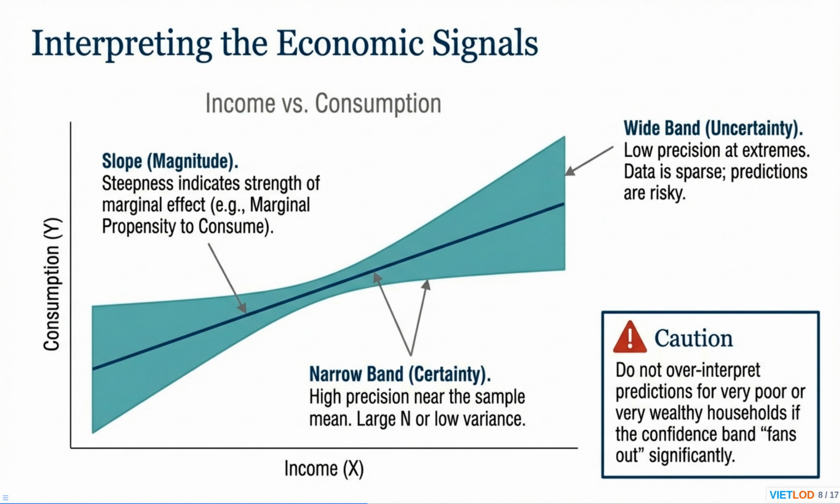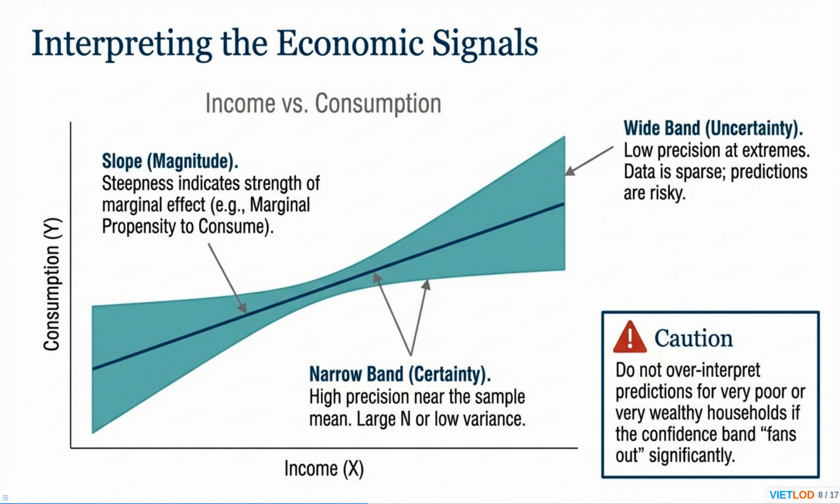This slide illustrates how we interpret the economic signals embedded within our confidence interval plots, using income versus consumption as our example. The slope of the regression line indicates the magnitude of the relationship. For instance, its steepness represents the marginal propensity to consume. You'll notice a narrow band around the center of the data.